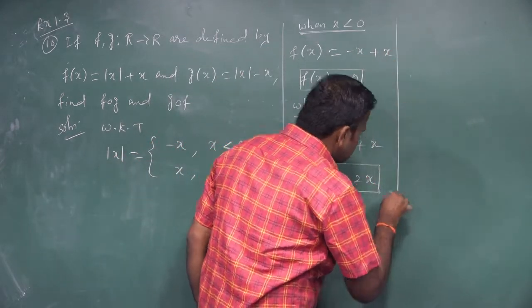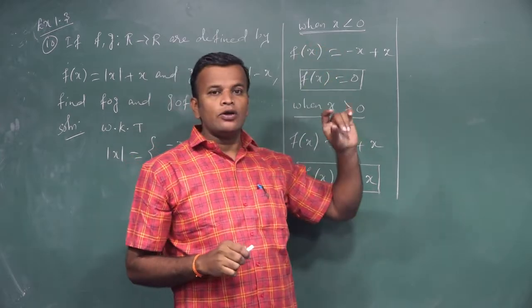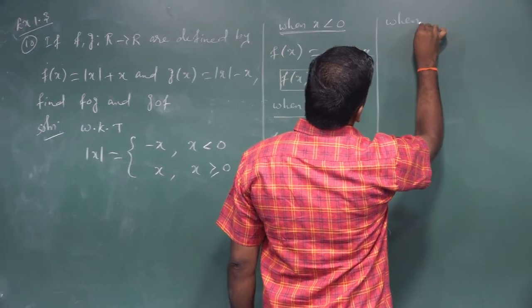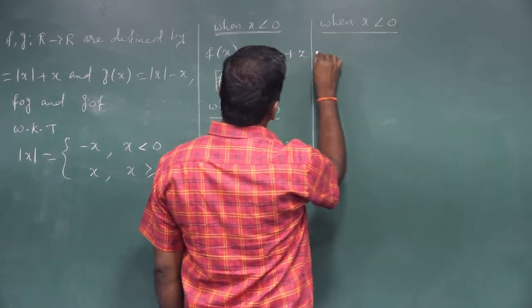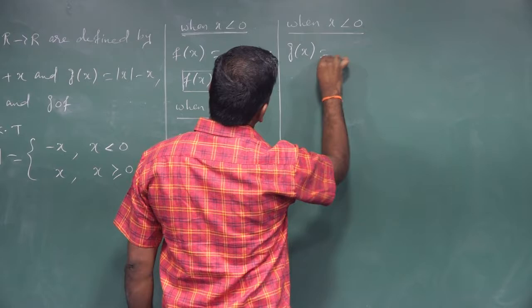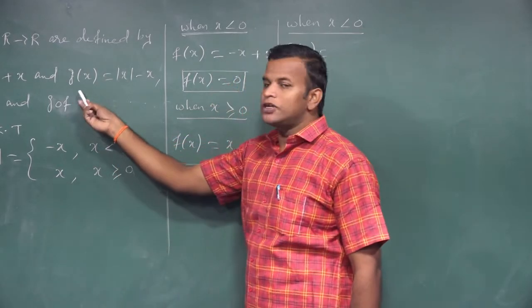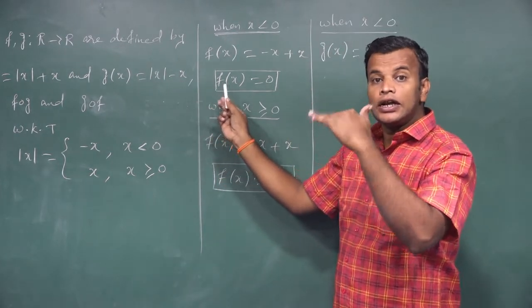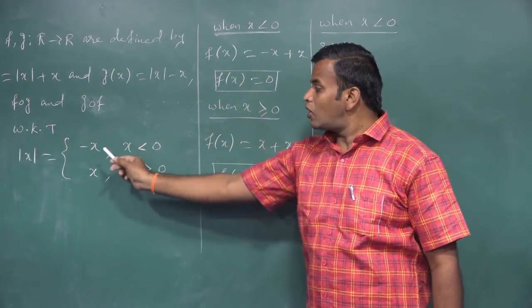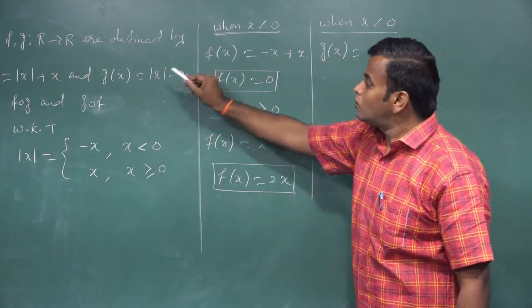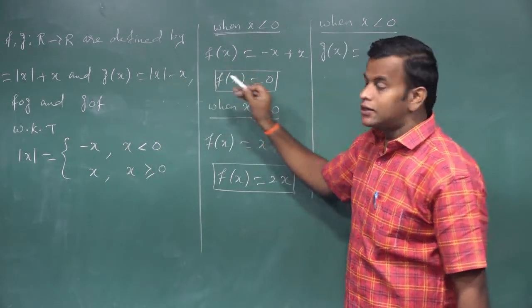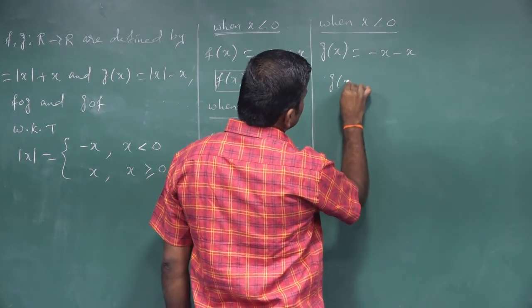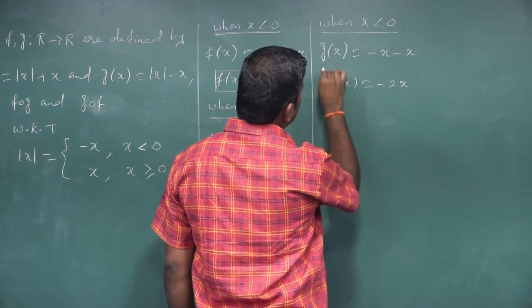Okay. Next, we find the value of g(x) in both cases. When x is less than 0, g(x): how do we define g(x)? The value of g(x) is |x| - x. Now our condition is x is less than 0. When x is less than 0, the |x| value is -x. So the g(x) value is -x, and already one minus is there, so -x - x. So the g(x) value is -2x.